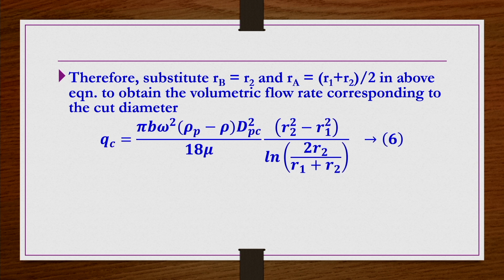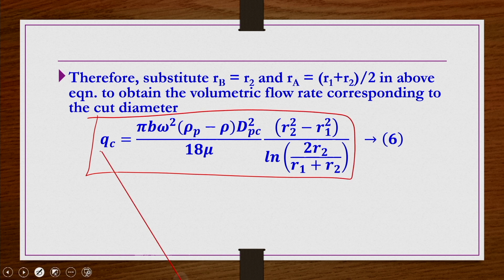Then we have the volumetric flow rate expression like this, and this volumetric flow rate we call QC. We call it QC because this volumetric flow rate corresponds to the cut diameter. Since it corresponds to the cut diameter, the volumetric flow rate has to be QC and D has to be replaced by dPc. Now, this one, RB ln RB by RA. So RB is R2 and RA is R1 plus R2 by 2, so then ln 2R2 by R1 plus R2.